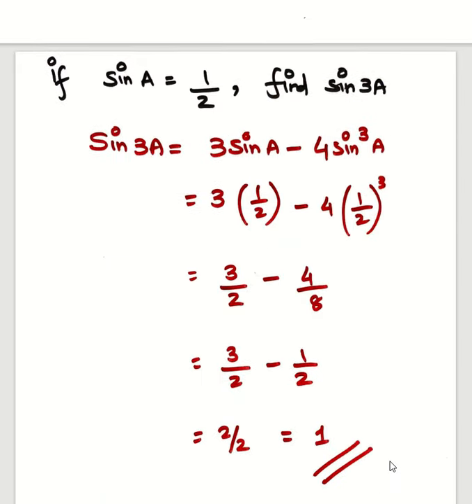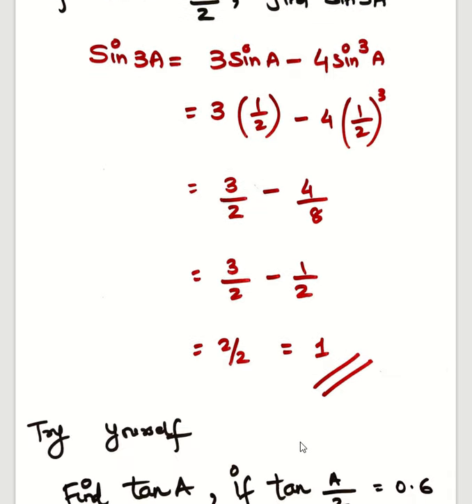Second question: if sine A is equal to 1 upon 2, then find sine 3A. First of all, sine 3A is equal to 3 into sine A minus 4 into sine cube A. That is the formula. So wherever sine A is there, you have to replace sine A with 1 upon 2. In the next line, it is 3 into 1 upon 2, then minus sign, and then 4 into 1 upon 2 cube. And then some basic mathematical calculation, and you will get the answer as what?